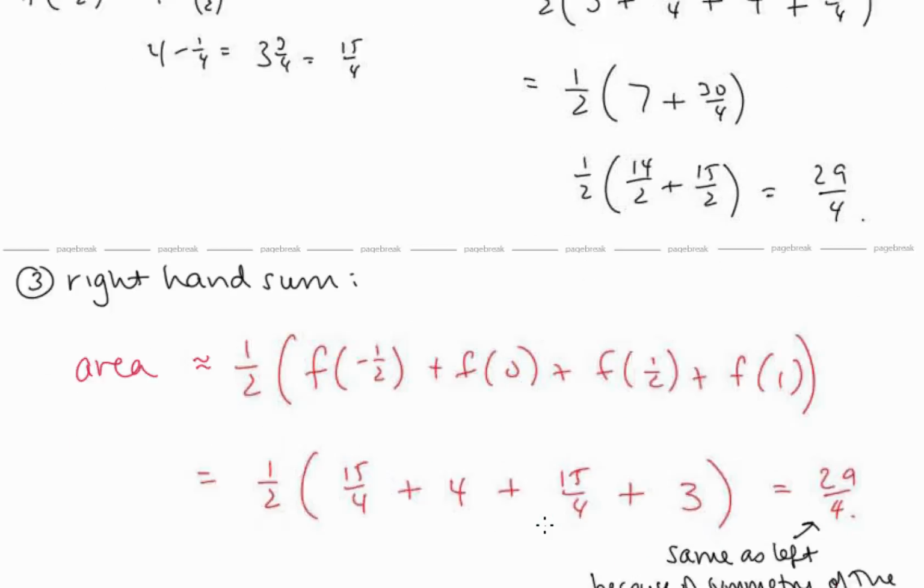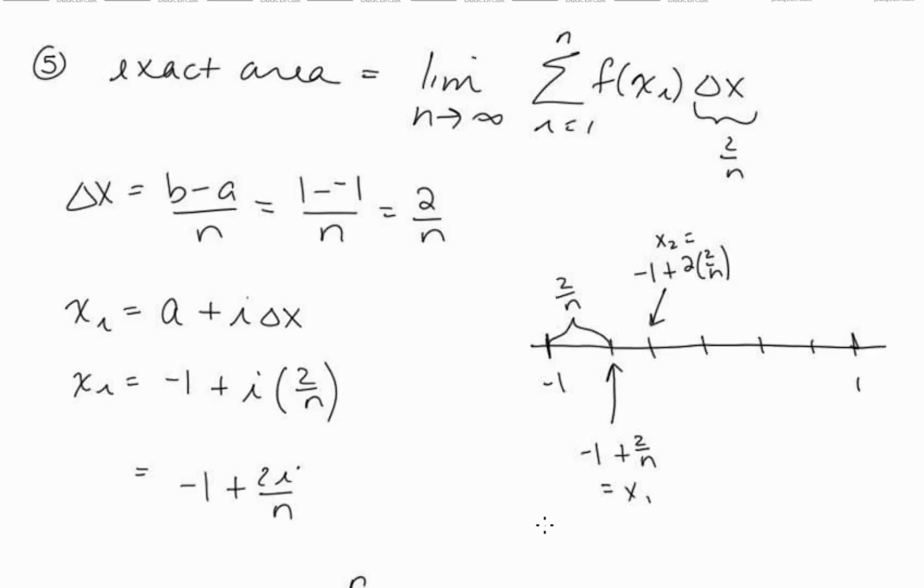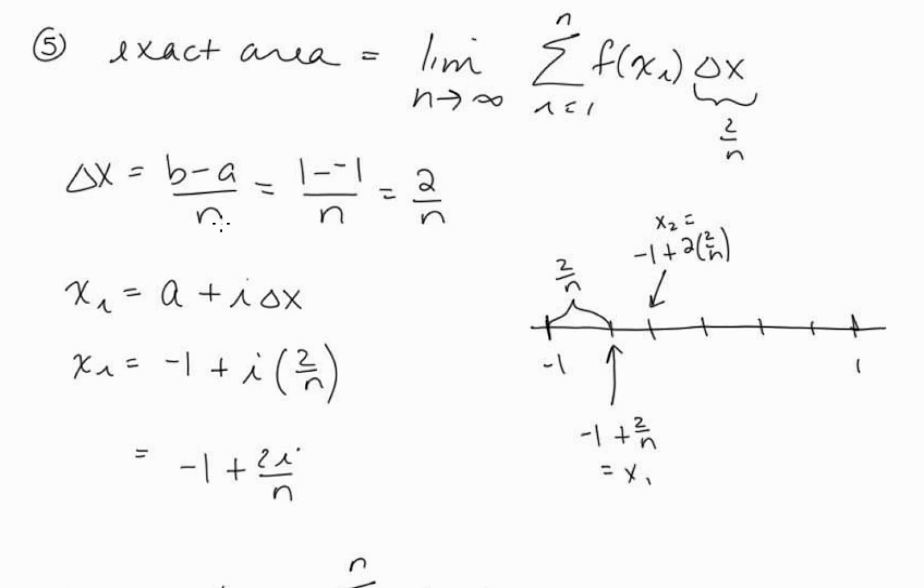So here, delta x is b minus a over n. And now for the exact area, we don't have a specific number of rectangles because n is going to go to infinity. So this is going to be 2 over n. And that's going to go in there for delta x.